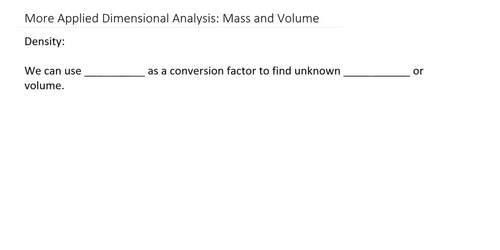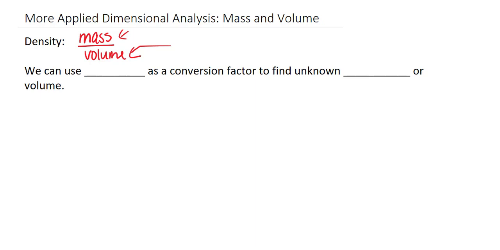More applied dimensional analysis, mass and volume. So first thing we're going to deal with is density. What's density? Well, density means it's the mass over the volume. So it's kind of the amount of stuff that takes up a certain space. So stuff over space. So it kind of gives us, is something really dense, right? Like gold could be pretty dense, whereas other things like wood is not as dense, right? So it's kind of a way to measure them.